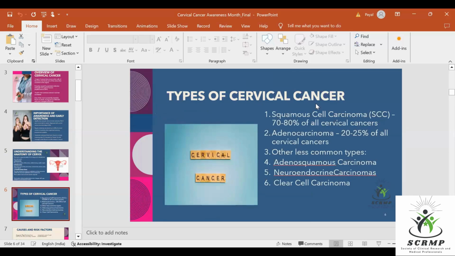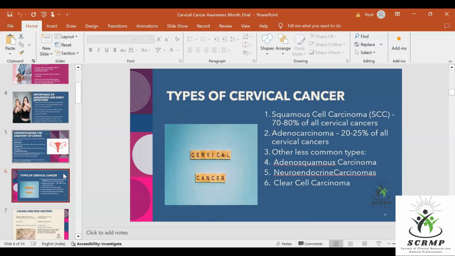There are different types of cervical cancer. Six are the major types, of which squamous cell carcinoma accounts for 70 to 80% of all cervical cancers. Next is adenocarcinoma, which is 20 to 25% of all cancers. There are other common types as well, but I'll just take up 3 of them here: adenosquamous carcinoma, neuroendocrine carcinoma, and clear cell carcinoma.